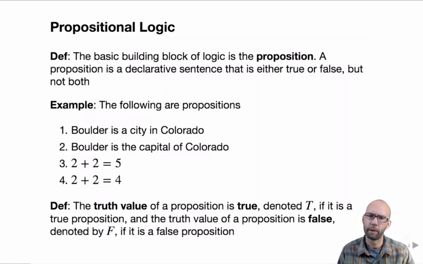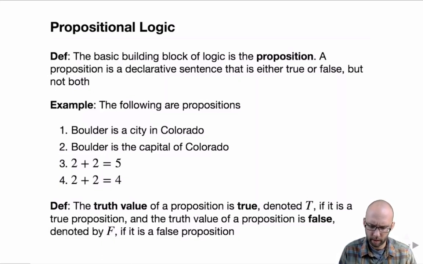Now, if you look at those, some of those may seem different from others to you, especially if you've ever been to Colorado. In particular, 2 plus 2 equals 5 seems a little bit fishy. But the important thing to remember is that a proposition just has to be a statement that you can say is either true or false. Regardless of whether it is true or false, the fact that we can say that is what makes it a proposition. The actual truth or falsehood of a proposition is what we call the truth value.